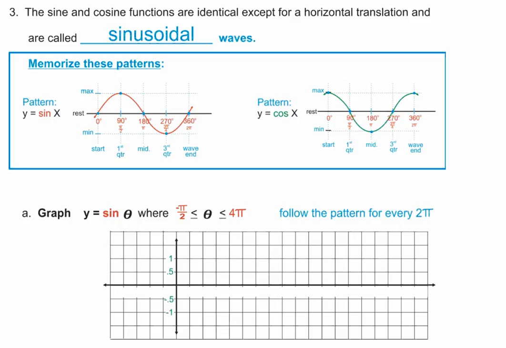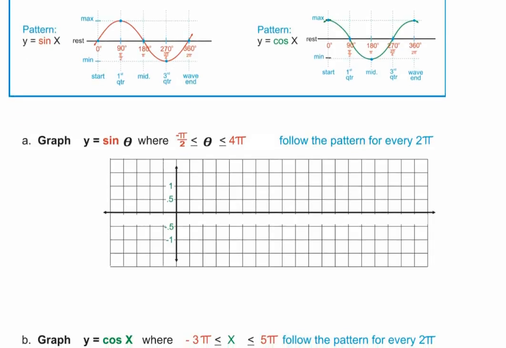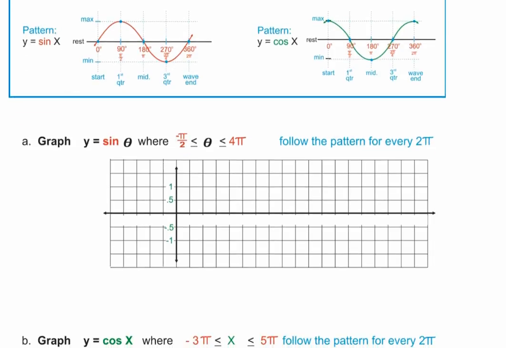All right, so again, you got to memorize the patterns. You should memorize them in degrees and radians. As long as you know that there's 2 pi radians in every 360 degrees, then you should be okay with the radians. But again, sometimes that's what they ask you to do.